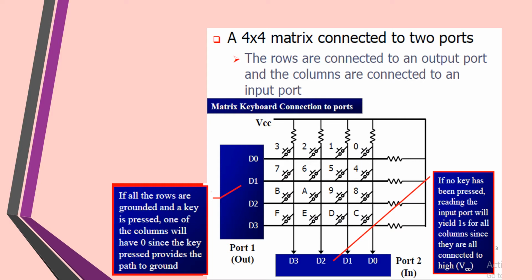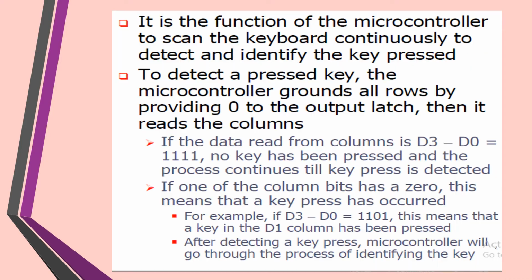The row column intersecting points, or those switches which are represented in the figure, are nothing but the respective keys. So 0, 1, 2, 3, the first row, corresponds to these 4 keys. Then the second row corresponds to 4, 5, 6, 7. Then the third row corresponds to 8, 9, A and B. So it's a hexadecimal keypad. And the last row corresponds to C, D, E and F. So for 4 by 4, this is the structure. Now it is the function of the microcontroller to scan the keyboard continuously to detect and identify the key pressed.